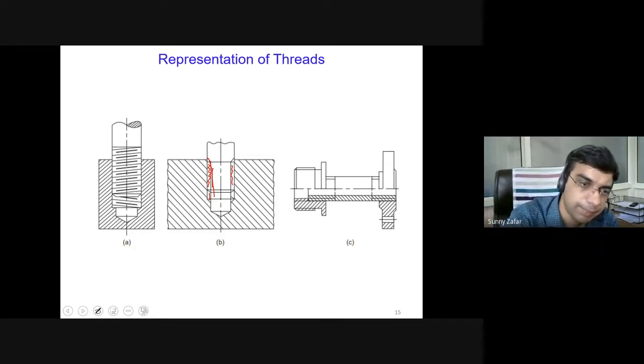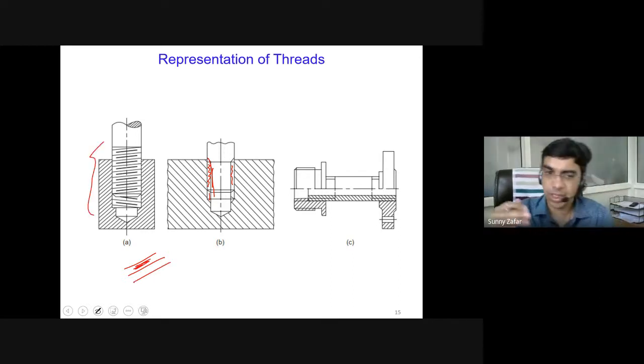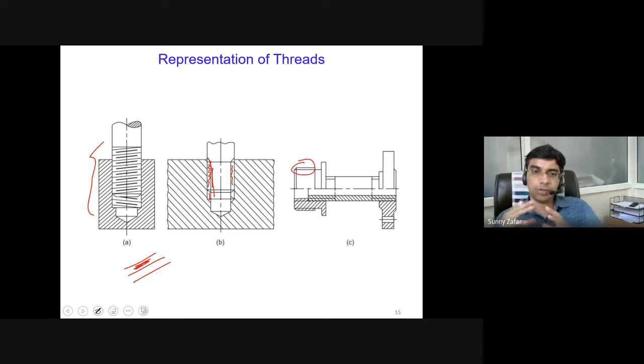In a similar way, this is another way to represent thread, where you have these type of parallel lines and a thick line. So this is another way by which you can show the threads. There are different options which you will be taught in the practical video. But for the sake of the theory lecture, you should understand that threads are conventionally represented using parallel lines as shown here, but we don't draw the actual representation of the thread because it is quite time consuming. So these are well established, internationally accepted standards for how threads are represented on a machine drawing.